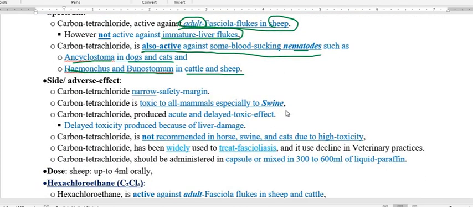Regarding the adverse side effects, carbon tetrachloride possesses a narrow margin of safety and shows host toxicity against all mammals, specifically against swine. Swine are very susceptible to carbon tetrachloride toxicity. So this is very, very important.